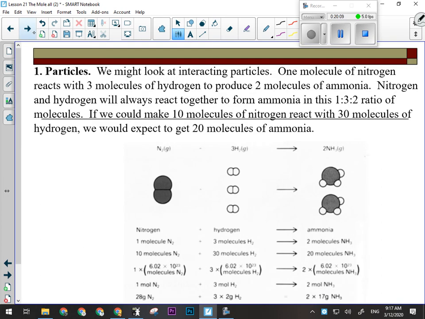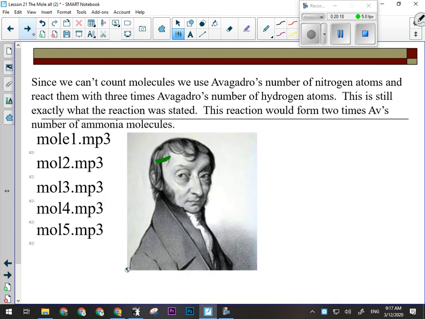Okay, so we said we could look at this from a particle perspective. It's one particle, or it's two particles or whatever, or we could look at it from a, oh, that's got him.